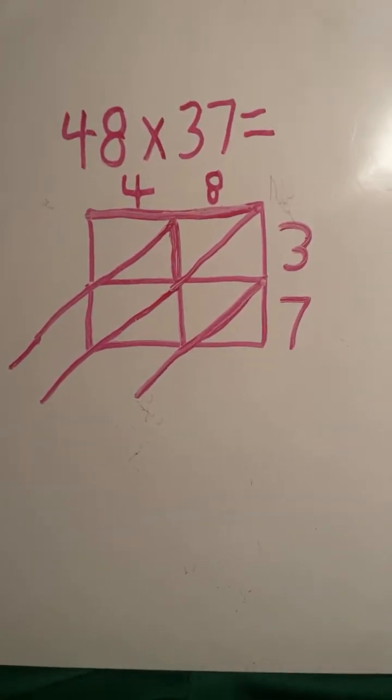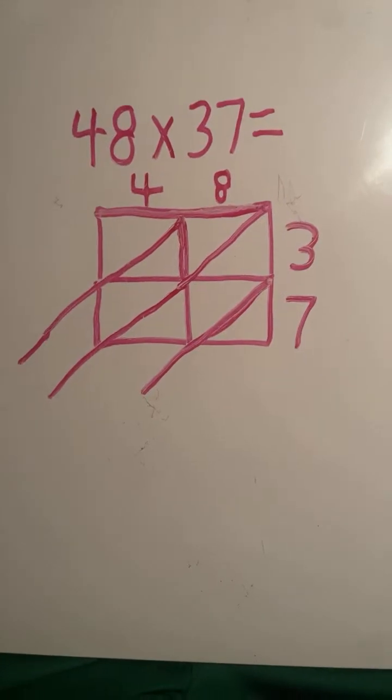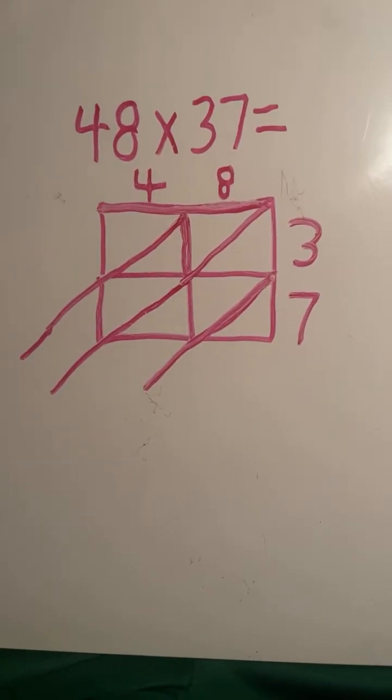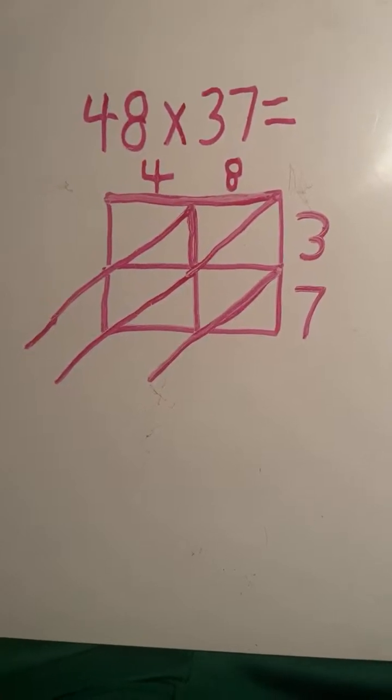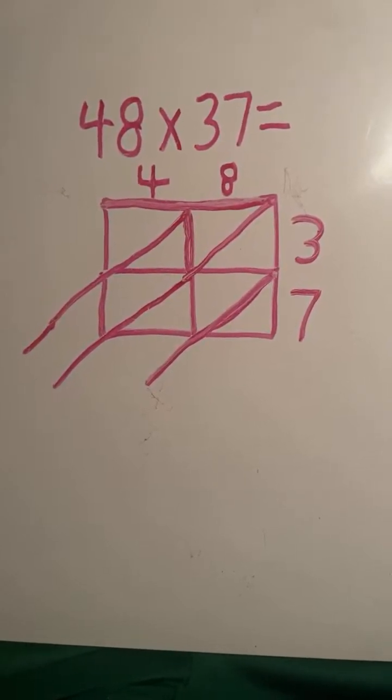So this video is going to be a review of the Lattice method for multiplication. 48 times 37 is our first example problem. I'm going to go through step by step how to solve that problem.